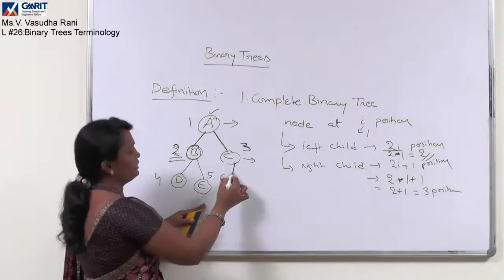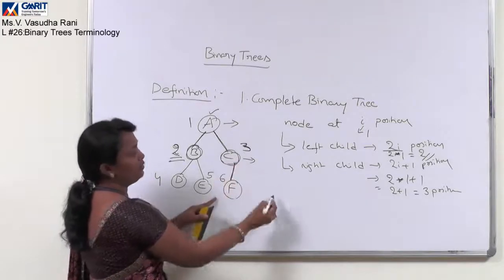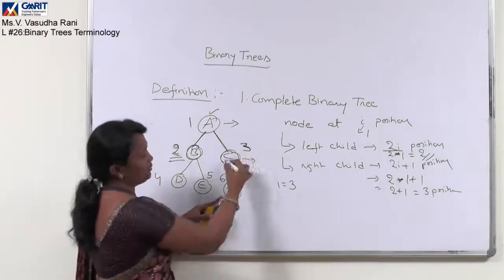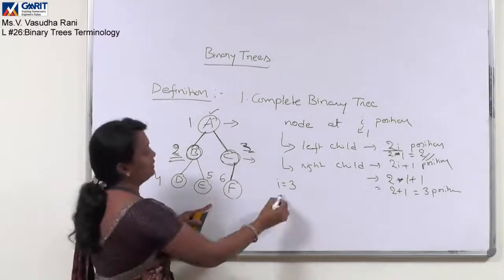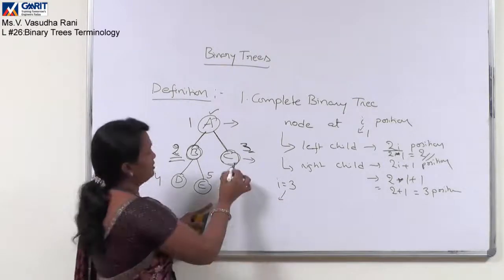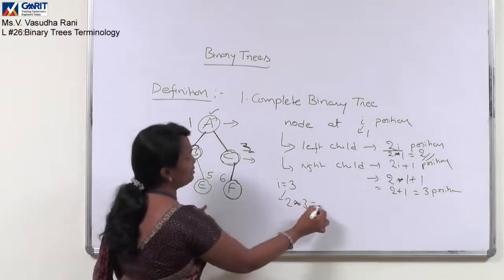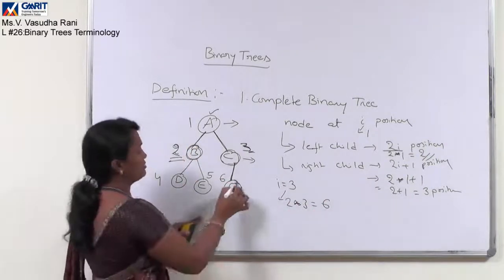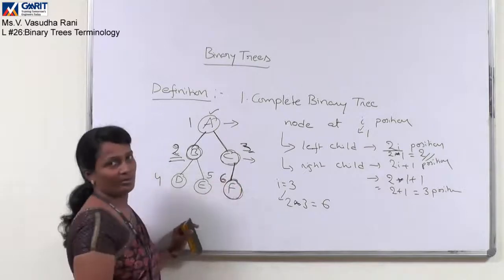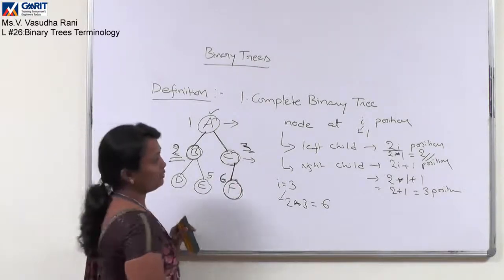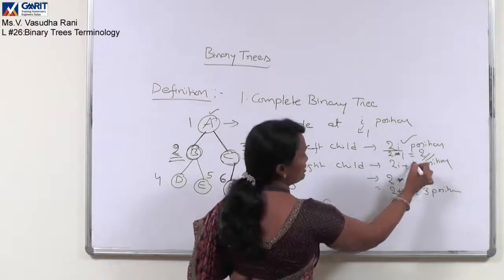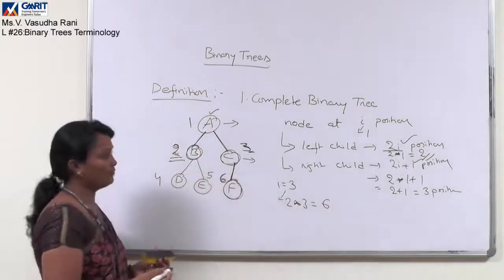You can verify this for other nodes too. For the C node, i is 3, since the parent's position is 3. Its left child, this F, as per the 2i formula, is 2 into 3, which is 6. This left child's position is 6. This is one more generalization formula for the position of the nodes.